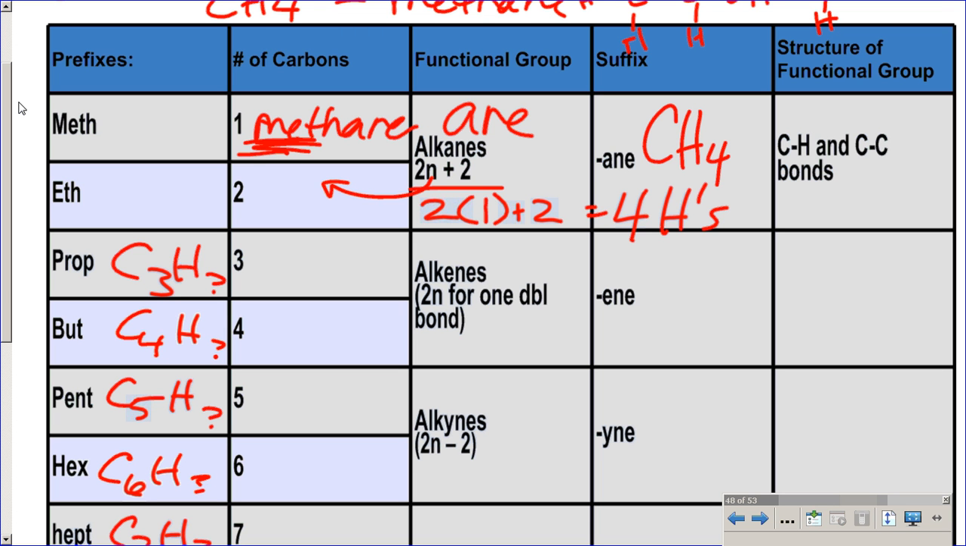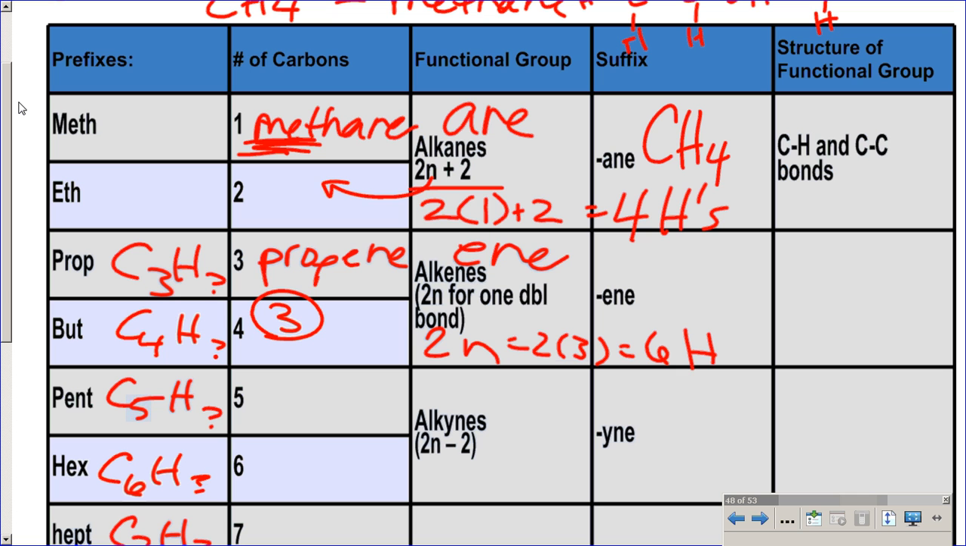Now, if you have something like ethene, or I'll do it right here, propene, which is an ene ending, you just do your number of carbons times 2. That's it. That's because there's a double bond in there. So you just do 2N. Prop means 3. I got 3 carbons. How many H's do I have? 6, because 2 times 3 gives me 6 H's. So what's the formula for propene? C3H6.